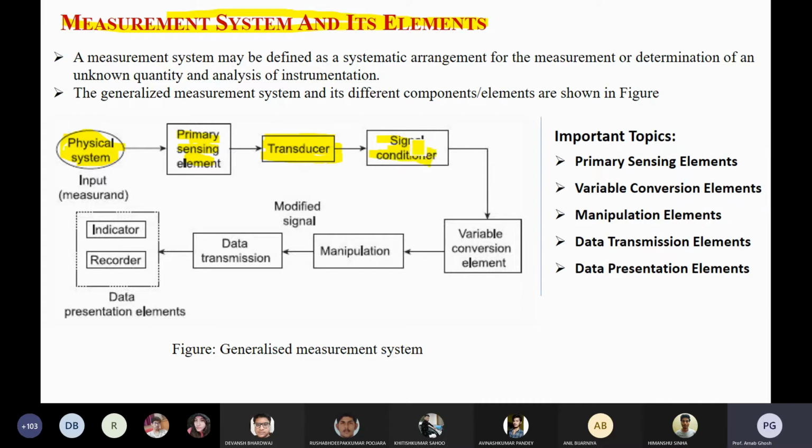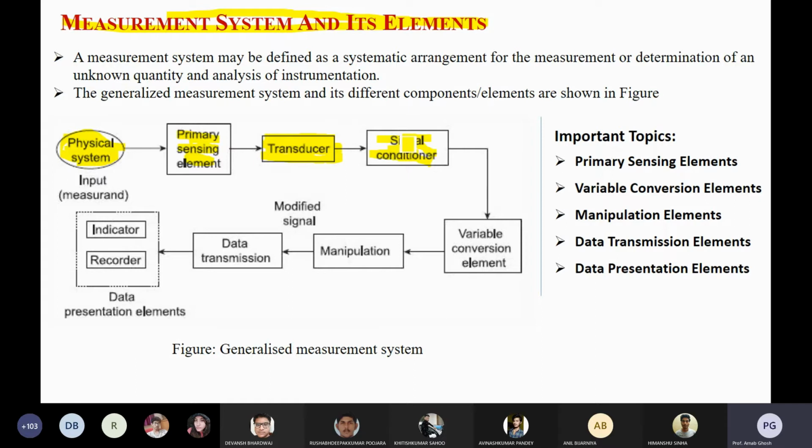So definitely that amount of voltage will be very less. So what you need to do, you have to amplify that value. That's why it is called the signal conditioner circuit. You need proper amplification for the measurements. Then what we will see is the variable conversion element.